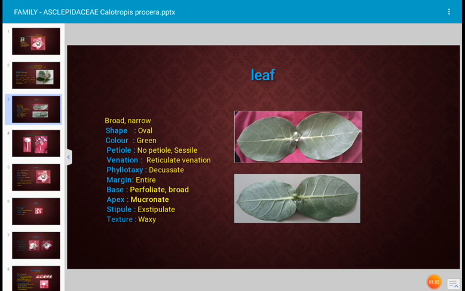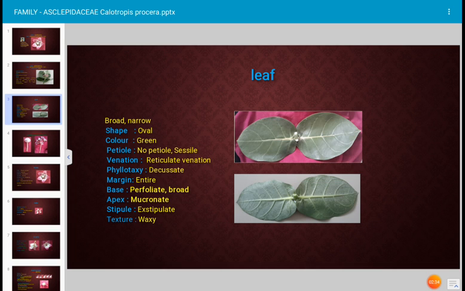And how is the phyllotaxy? What is phyllotaxy? The arrangement of the leaves on the stem and branches of the plant is called phyllotaxy, and decussate type of phyllotaxy occurs in this plant. What is decussate type? The leaves are arranged opposite to each other, and after some distance another pair of leaves, also oppositely arranged, is at right angle to the lower pair of leaves. Such arrangement of the leaf is described as decussate.